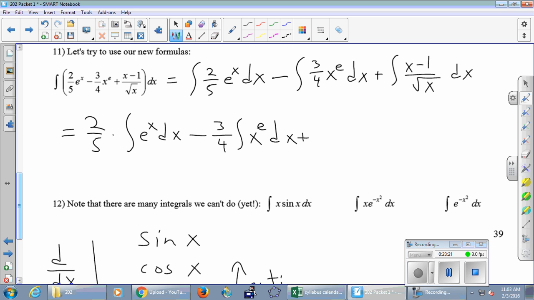Okay, this next one, there's no constant to pull out, but I do want to rewrite it a bit. This is really x minus 1 over x to the half, right? Square root of x is the same as x to the half. No calculus, that is a pre-calculus thing, and it's going to allow us to get that integral into a form that we can deal with.